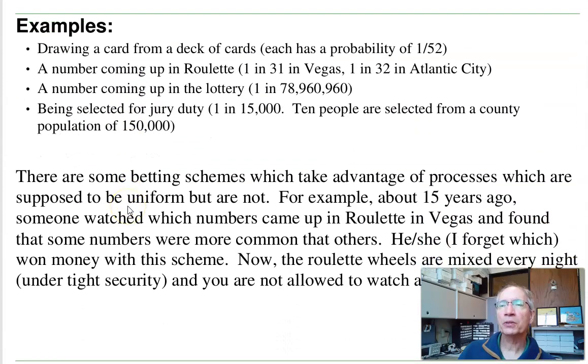So there's a couple examples where you get uniform distributions. For example, if I take a deck of playing cards and I draw a card, the probability of any given card from a shuffled deck is 1 in 52.